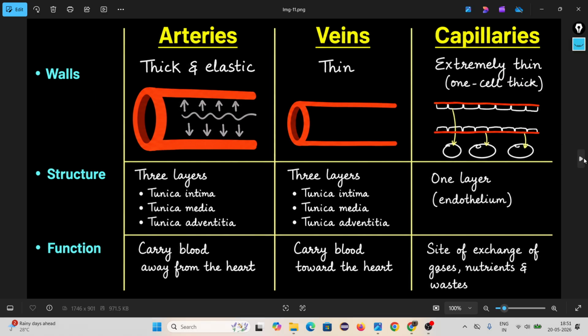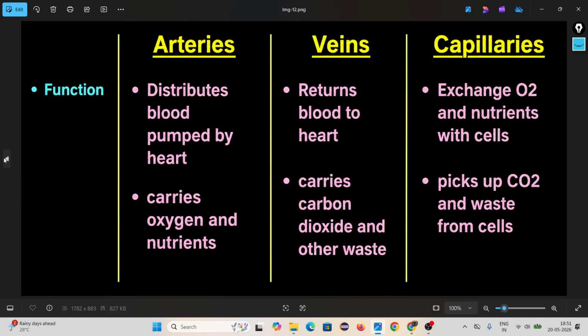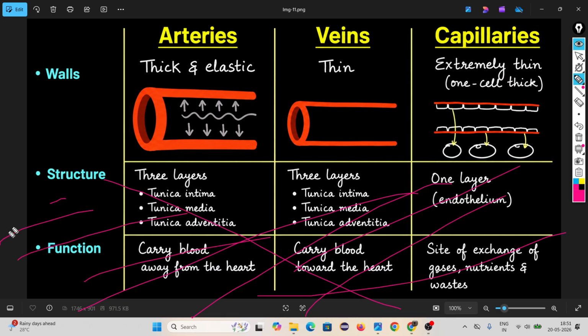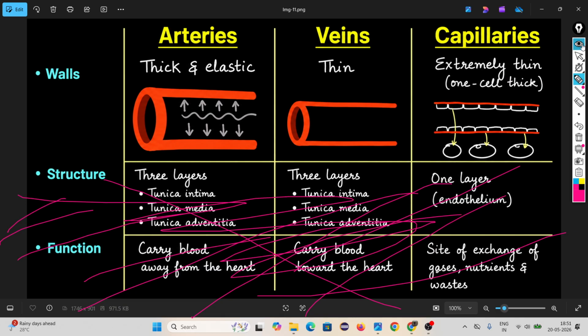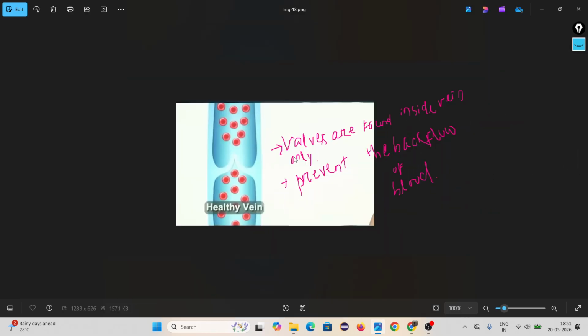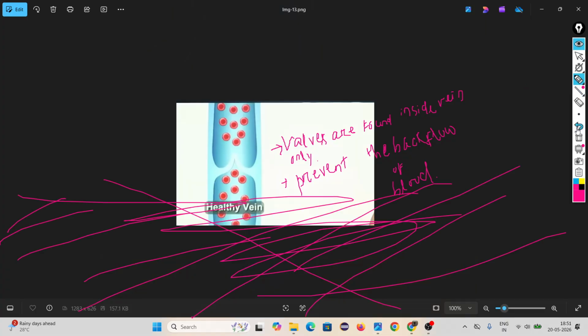Then come to another structure. No need to learn the structure and function here. It's not necessary. Then here one thing is missing, that is valves. What do you mean by valves?